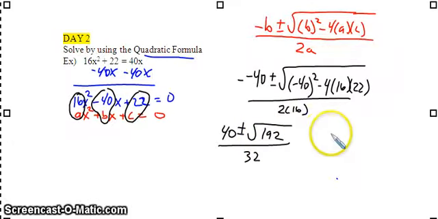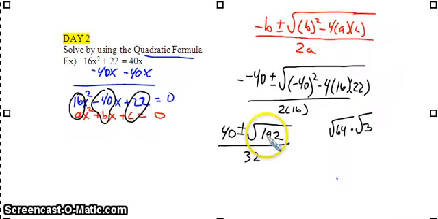And I know that 64 times 3 is the same as 192. So 64 is the largest perfect square that goes into there. So I can really write this as 8 square roots of 3, because the square root of 64 is 8, and 3 doesn't have a perfect square inside of it. So let's do that. Well, it'd be 40 plus or minus 8 square roots of 3 over 32.